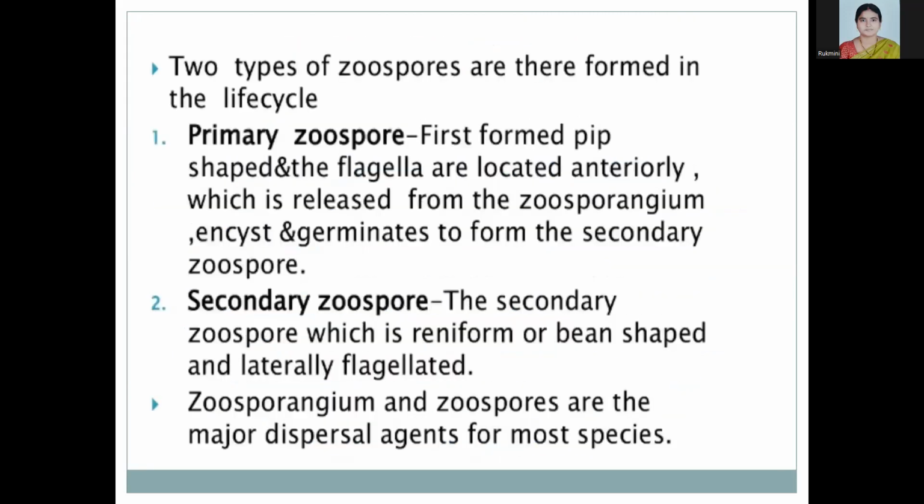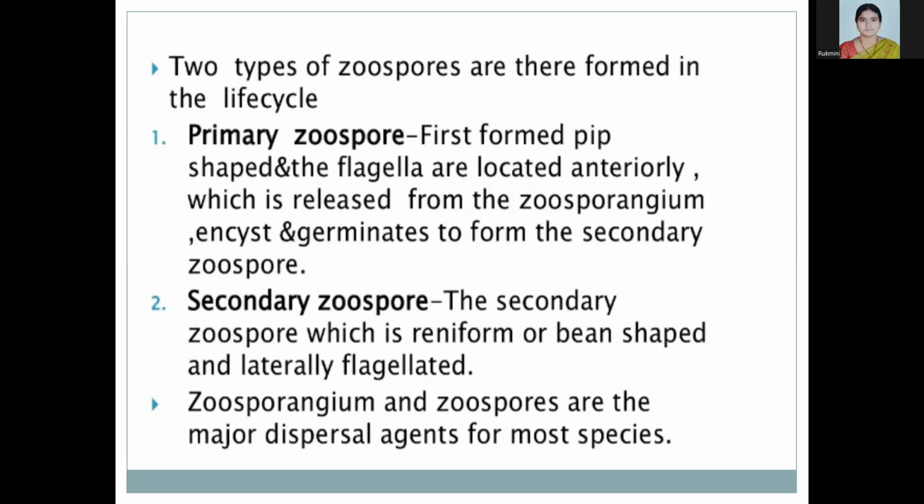Two types of zoospore formation you will see in the life cycle of oomycetes. One is the primary zoospore and the second is the secondary zoospore. The primary zoospore is the first formed zoospore. Here the flagella are located anteriorly. These are released from the zoosporangia, germinate, and produce secondary zoospores.